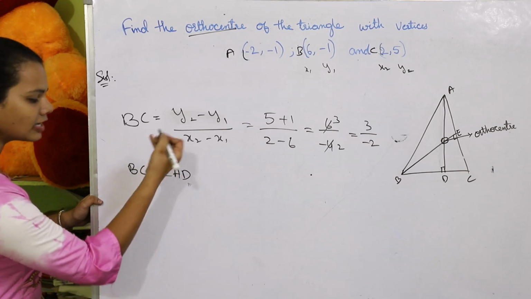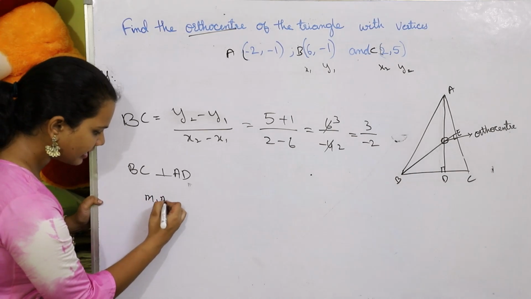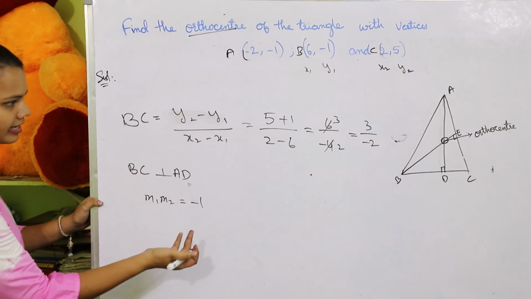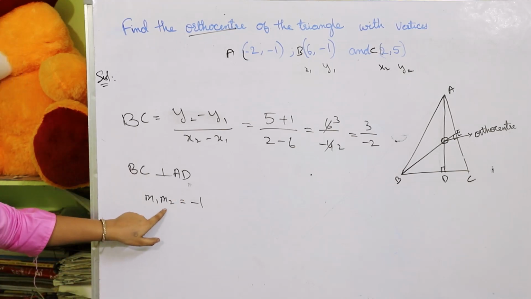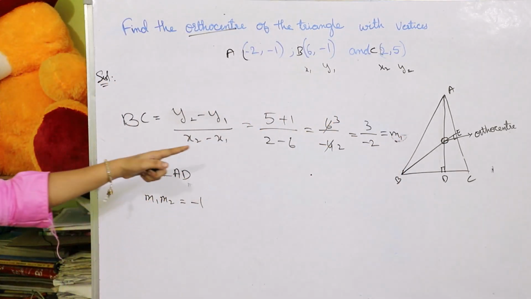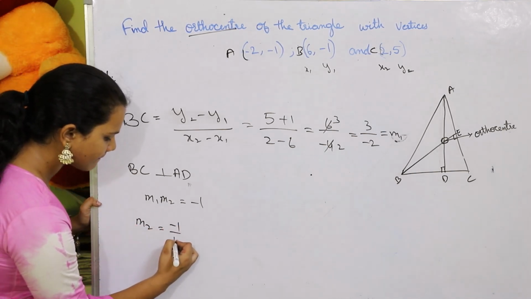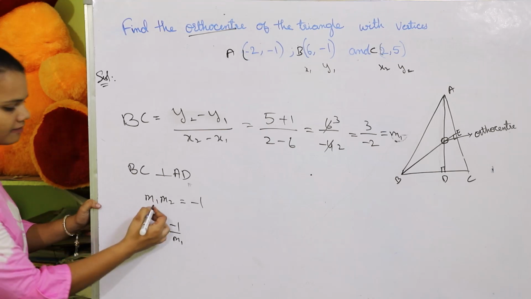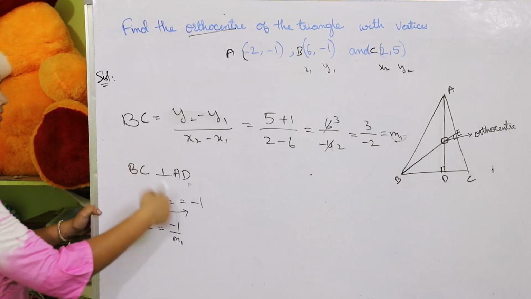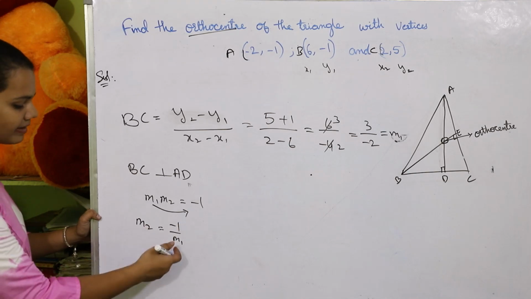So where BC is perpendicular to AD, then you will be having a formula guys, where m1 into m2 is equal to minus 1. Okay, this is the formula. Here I need to find the m2 value, where the slope of BC will be the m1 value. To find the m2 value, I will transpose this minus 1 to the other side. Multiplied gets divided. Clear? Now here m2 is equal to minus 1 by m1.